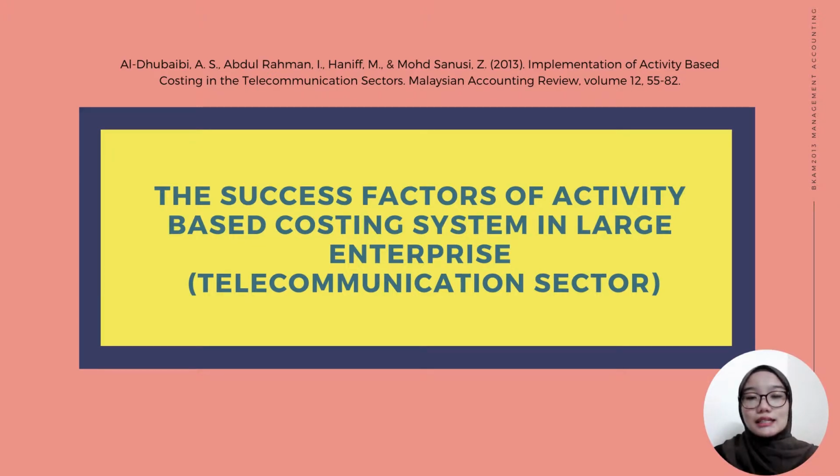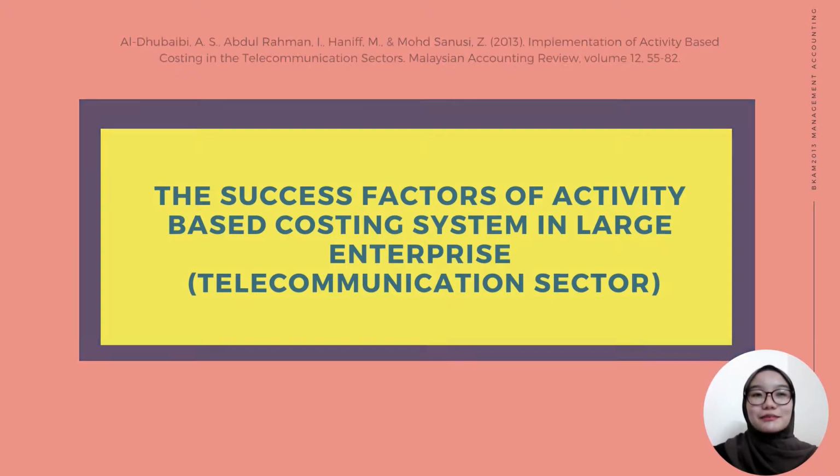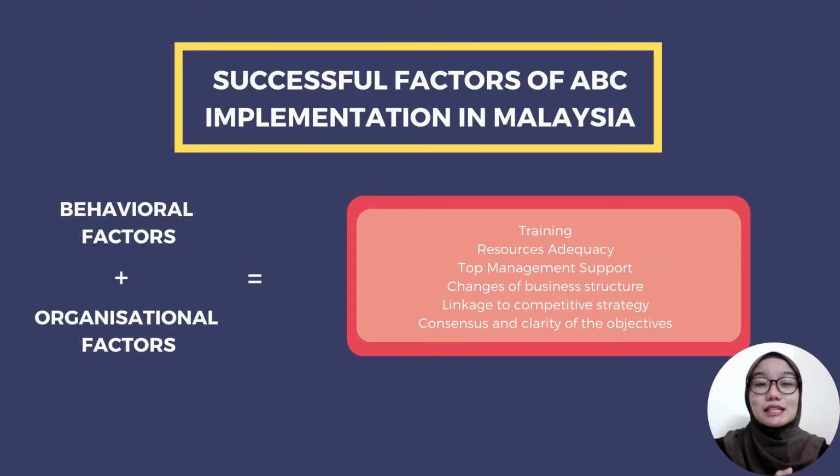Now let's move to the next slide, which consists of the success factors of implementing ABC in Malaysia, specifically in the telecommunication sector. Now we can see on the slide the successful factors of ABC implementation in Malaysia. Shields 1995 found that six combinations of behavioral factors and organizational factors have led to the success of ABC. They consist of training, resources adequacy, top management support, changes of business structure, linkage to competitive strategy, and the last one, consensus and clarity of the objectives. Now let's move to the next slide.